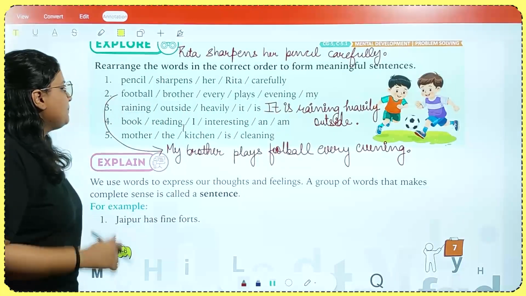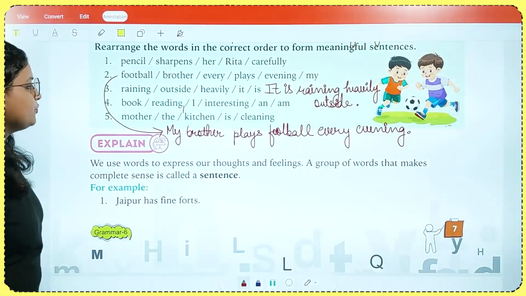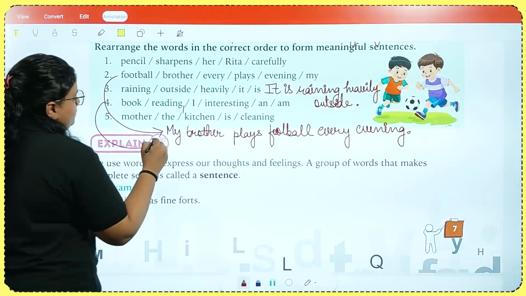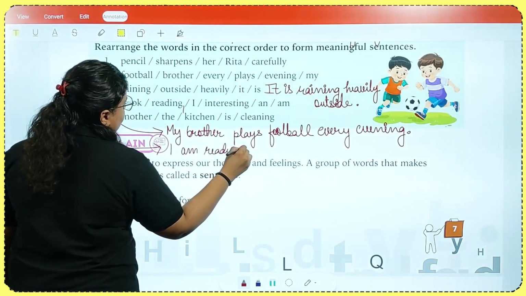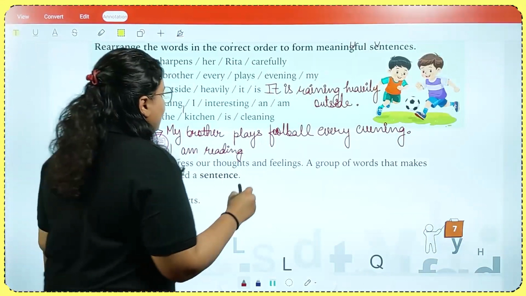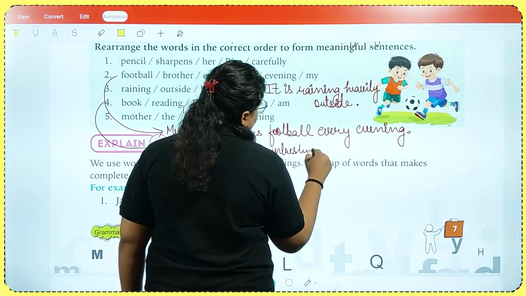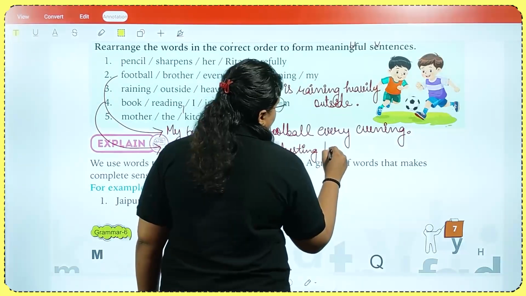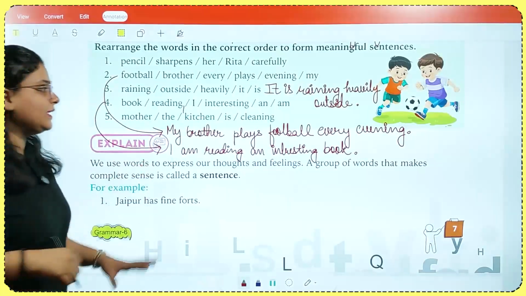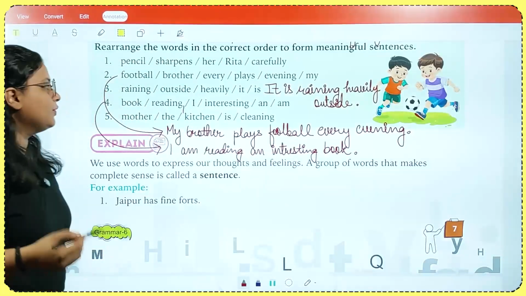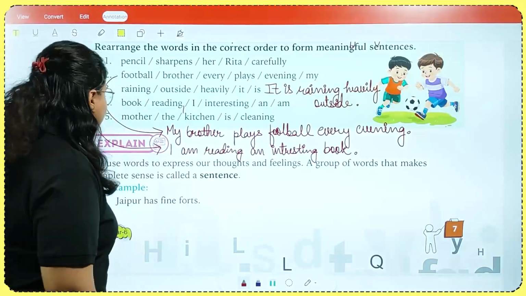Okay, is this clear? Now what do we have? Book reading, I interesting and am. So how can you rearrange this one? I am reading an interesting book. Okay, so what has it become? It became: I am reading an interesting book. Now the last sentence, this one you have to do on your own. Okay, this sentence, children, you do by yourselves.